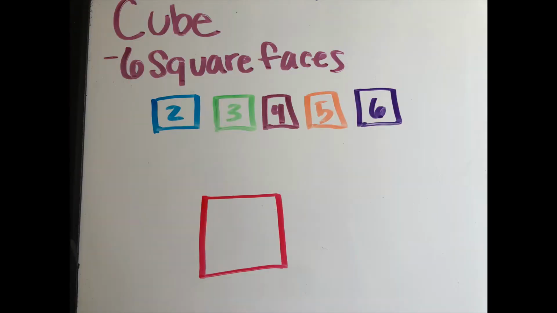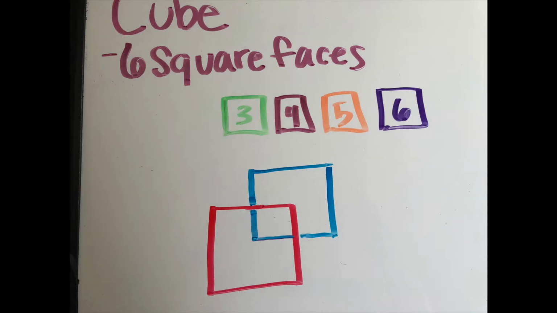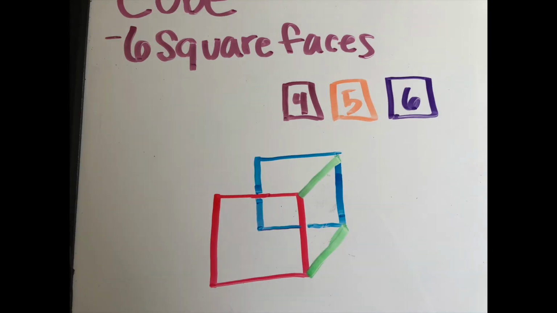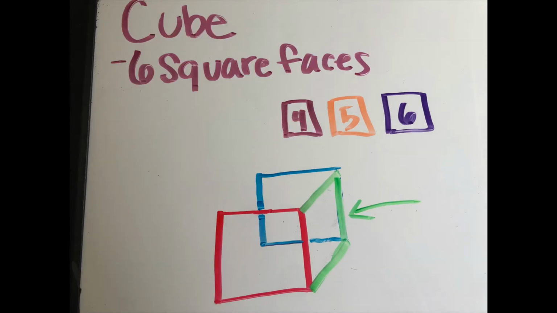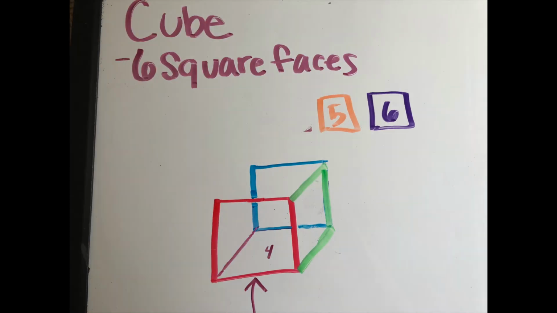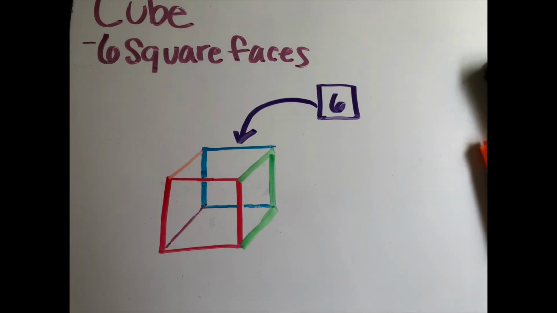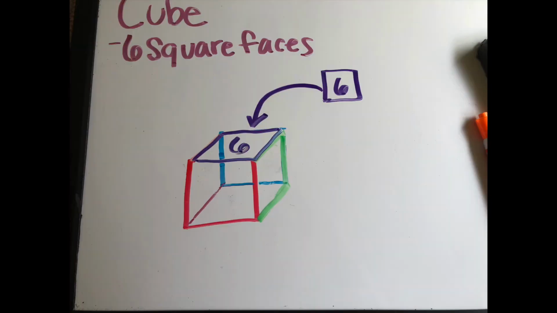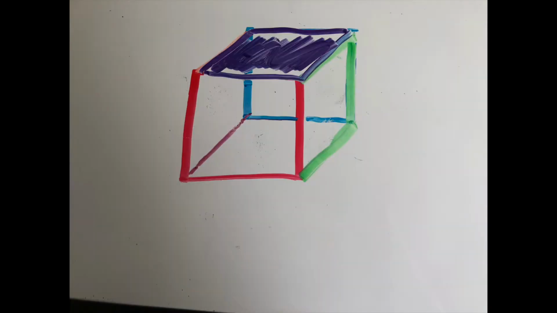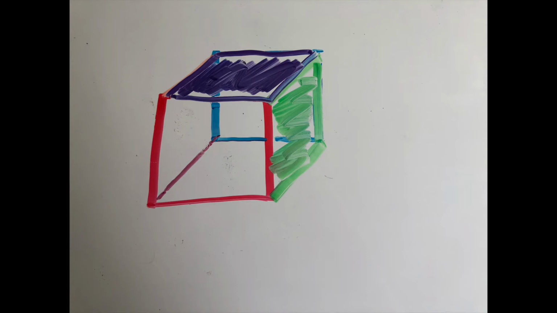Let me show you. Here's our first square or face. Here's our second square in the back. And our third square on the side. Here's our fourth square on the bottom. And our fifth square on the side. And our sixth square on top. These 6 squares make up the faces of our cube.